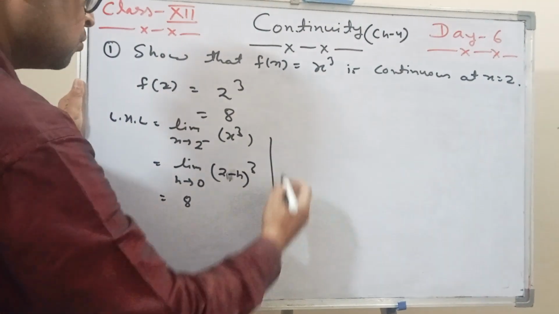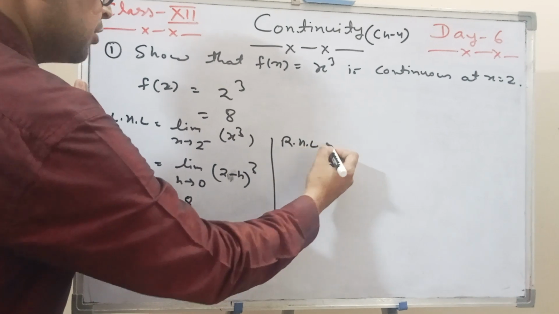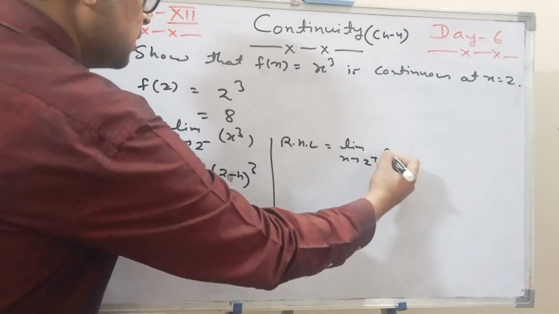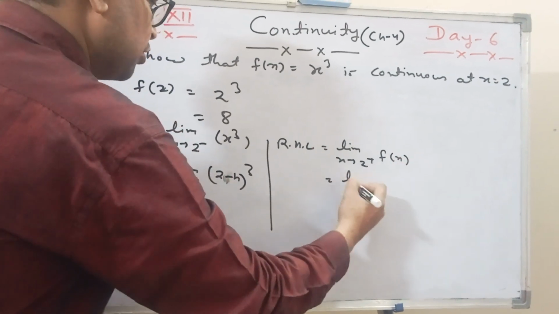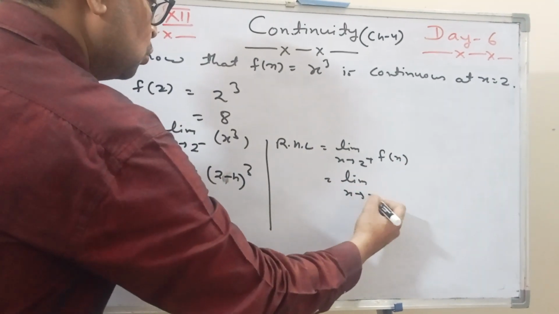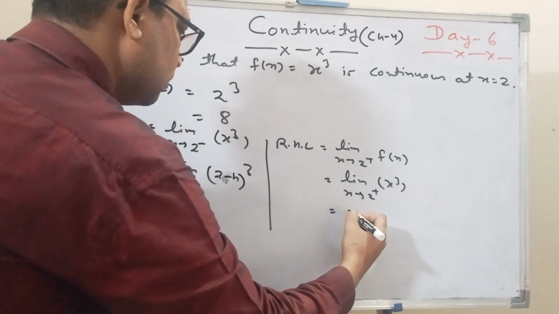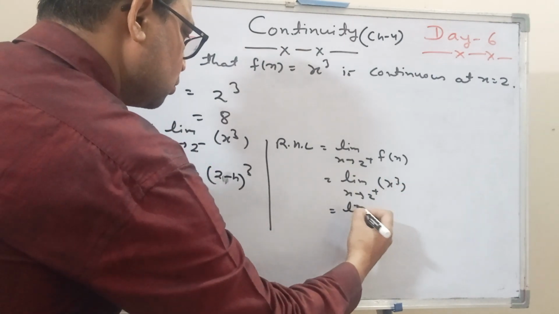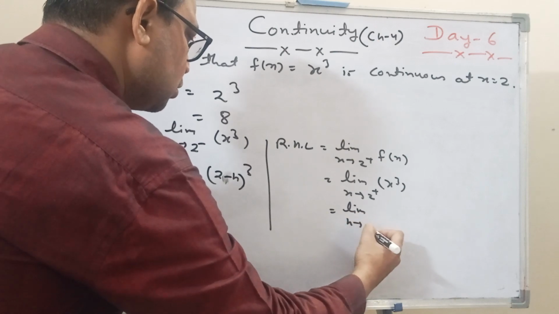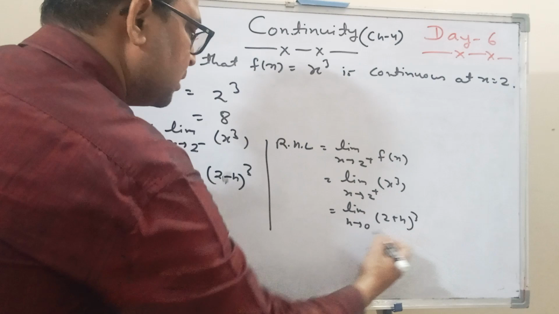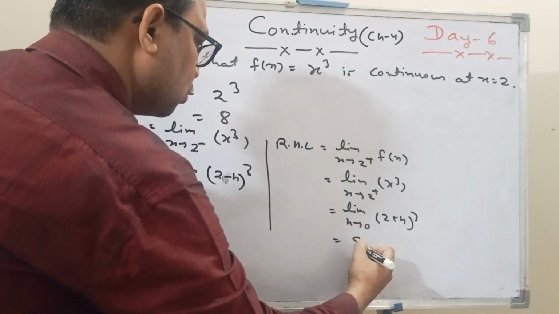Again we solve the RHL. RHL means right hand limit. Limit x extend to 2 plus f(x). When x equals to 2 plus, the function is again x cube. So when we have taken the RHL, the limit h extend to 0, the function is (2 plus h) cube. When we replace the h is 0, again the 2 cube is 8.